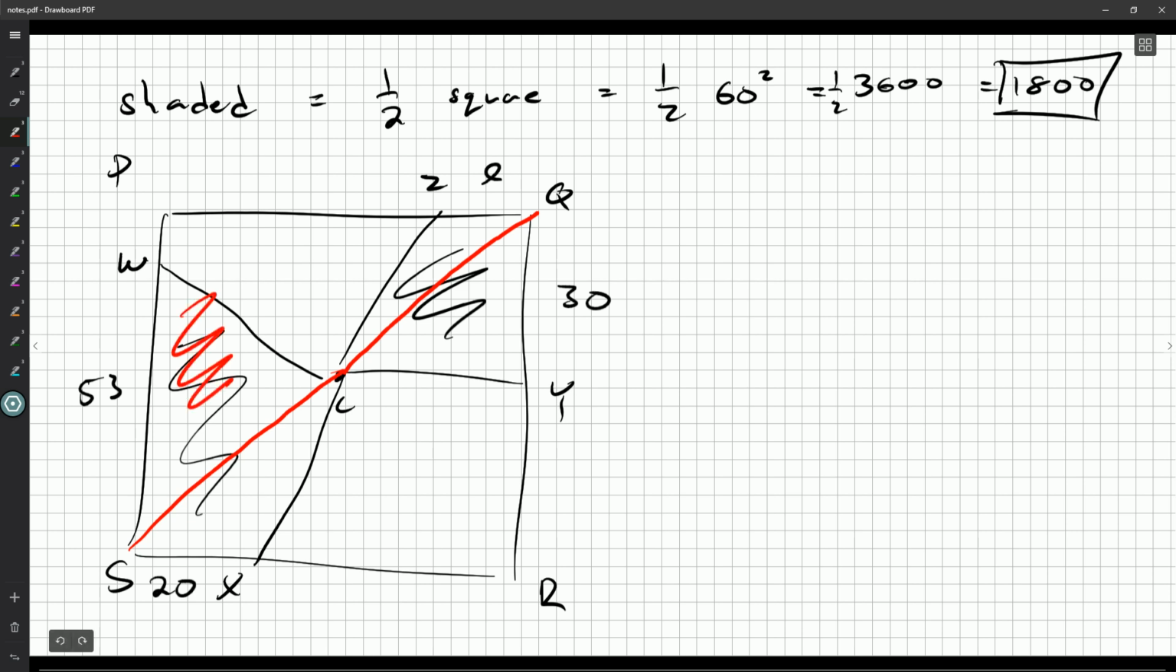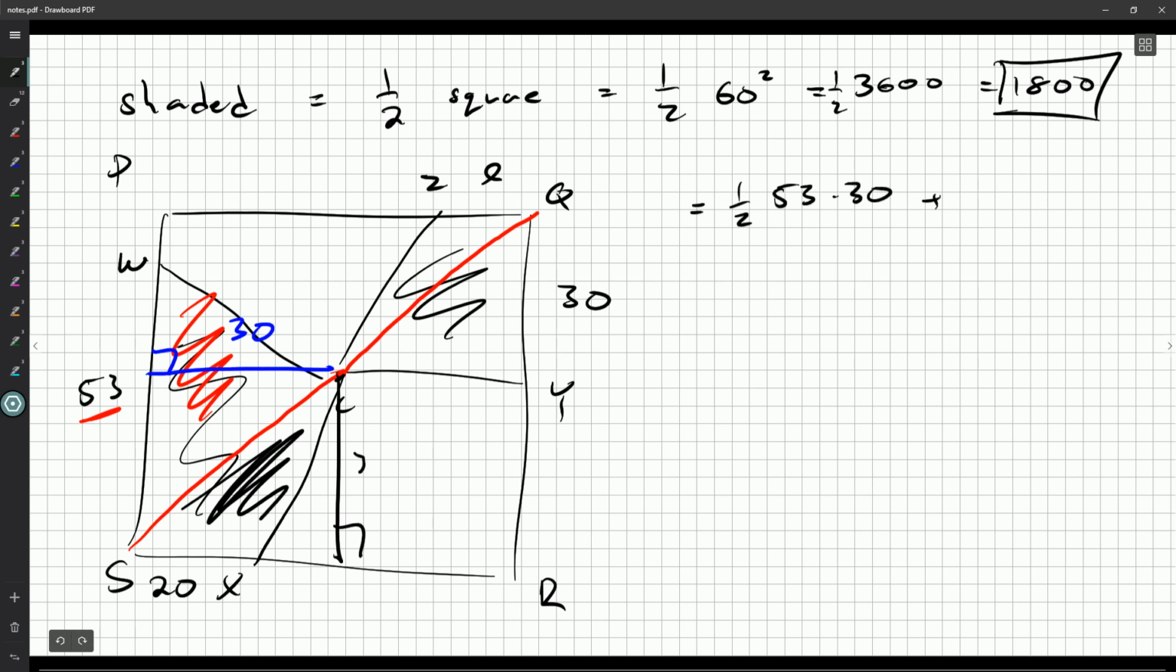And now suddenly I've got one triangle here with a base of 53. And what's its height going to be? Well, how far in from the side is C? They told me C is the midpoint, so this has got to be 30. So that triangle there is 1/2 base times height. What about this triangle down here? Again, 1/2 base times height. The height's going to be 30 as well, and the base is 20.